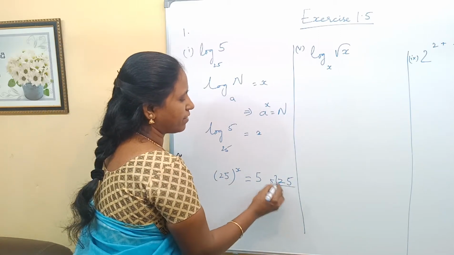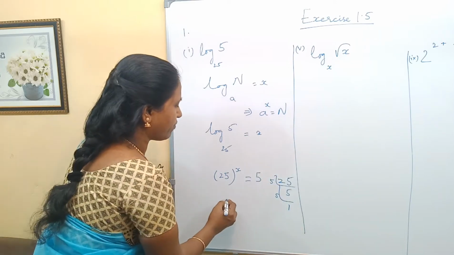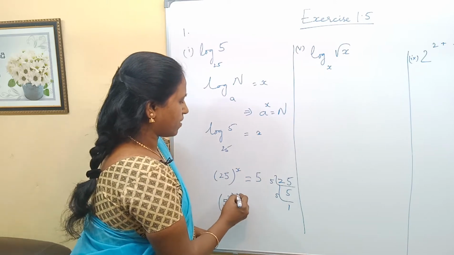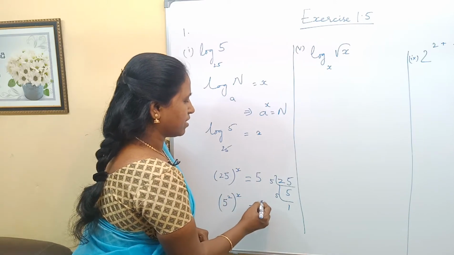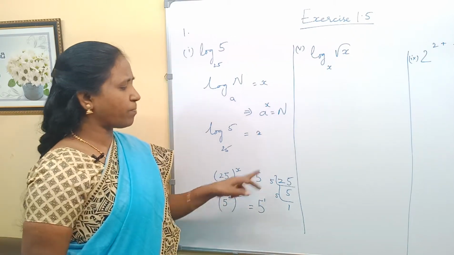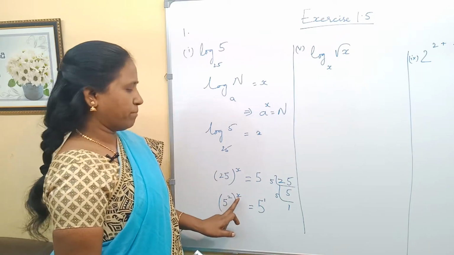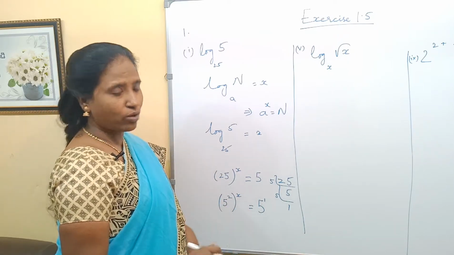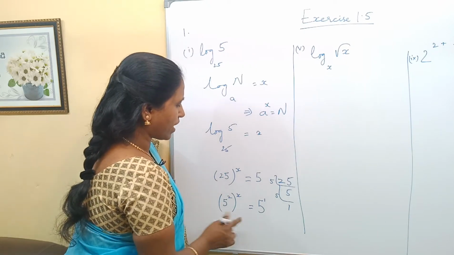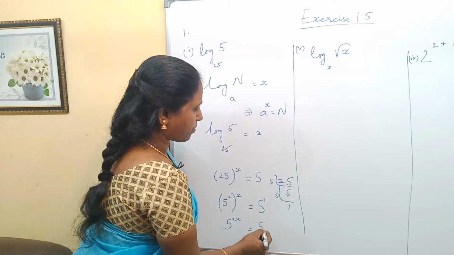25 is nothing but 5 5s are 25, so 25 is nothing but 5 square. 5 square power x equal to 5, and this 5 is nothing but 5 power 1. If there is no power, that means it is 1. Right? Now a power m whole power n, what do we know? A power m into n. So here we write 5 power 2x equal to 5 power 1.